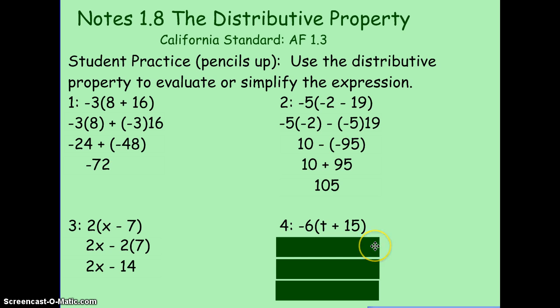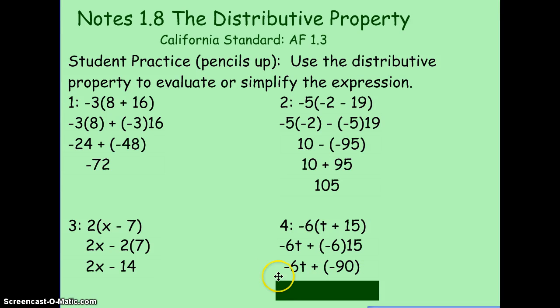I've got negative 6 times t and negative 6 times 15. Then I'm going to multiply. And there's nothing more I can do here. However, I do recommend changing it to subtraction so you don't have so many signs in here. Either of these answers would work. So you can leave it as negative 6t plus negative 90 or negative 6t minus 90.